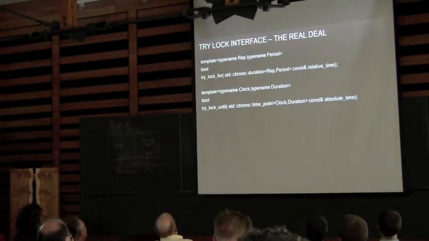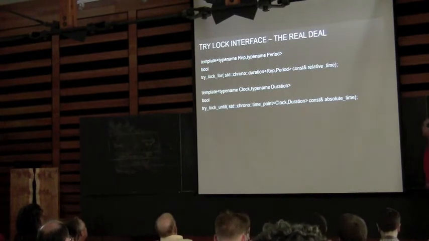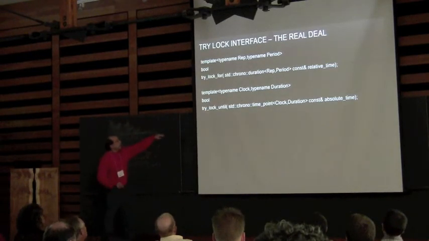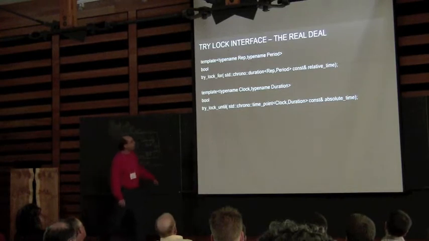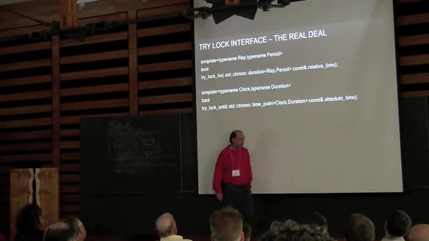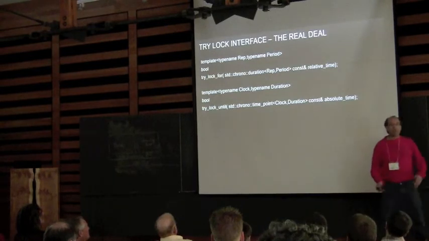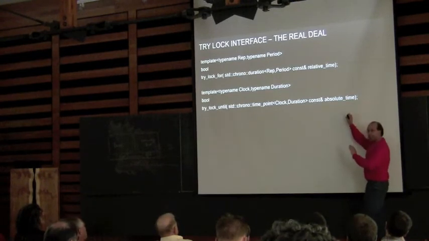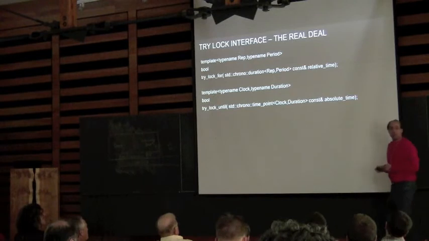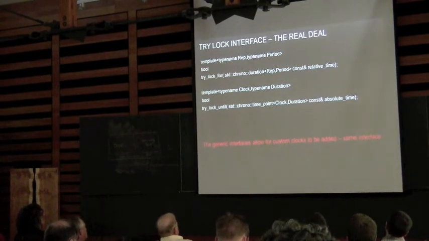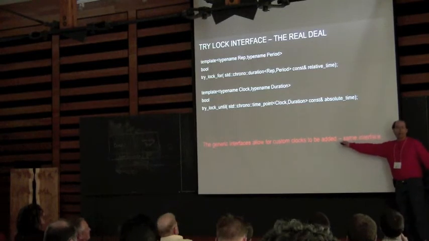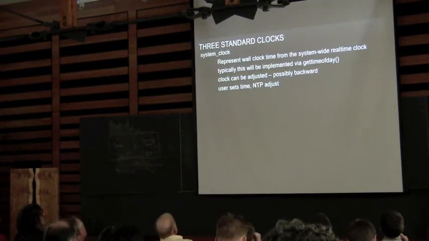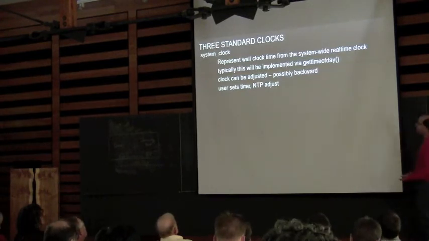Okay, so I told you I'd show you a real interface. This is what the real interface for try-lock for looks like, and try-lock until. And you'll notice that there's this chrono duration, rep, period, time period, clock duration, all this complication. I showed you your user code earlier. You don't care, except for the fact that this complication gives you the ability to do wonderful things. It allows us to add all those clocks, all that complication, seamlessly, and have the code look very much the same. So the standard chrono already gives you three different kinds of clocks.